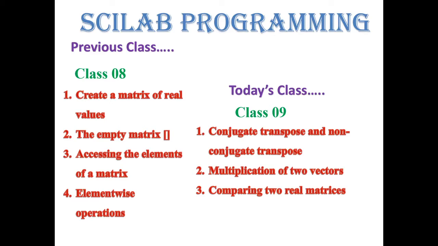Good morning, everyone. In Scilab programming, last class we studied the matrix of real values, how you can create the empty matrix, how you can access the elements of a matrix, and the element-wise operations. In this class today we are going to study conjugate transpose and non-conjugate transpose, multiplication of two vectors, and comparing two real matrices. With that we are going to learn about issues related to real numbers.